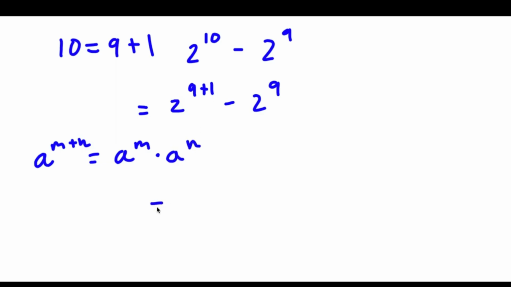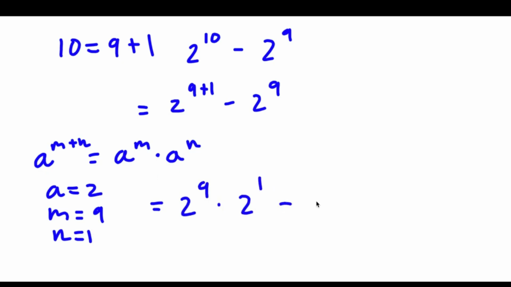So 2 to the power of 9 plus 1, in this case, a would be 2, m would be 9, and n would be 1. So I'd have a to the power of m, so 2 to the power of 9 times a to the power of n, so 2 to the power of 1. Now I have this minus 2 to the power of 9.